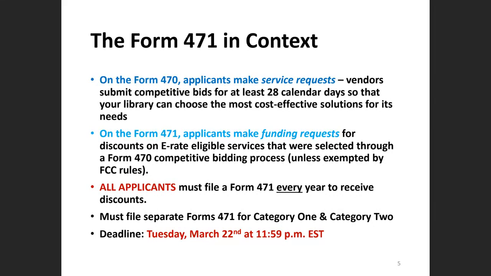It's important to note that even if you didn't have to file a Form 470 because you had a continuing contract, or because you qualified for a competitive bidding exemption, you still have to file a Form 471 application every year of the contract or every year that you meet that bidding exemption in order to get discounts. So if you don't file a Form 471 for the relevant funding year, you're not going to get any funding from that July to the following June, the service dates covered by that funding year. You will be filing separate applications if you've asked for both Category 1 and Category 2 requests. Today we're covering the Category 1 form, and then next week we'll cover Category 2.